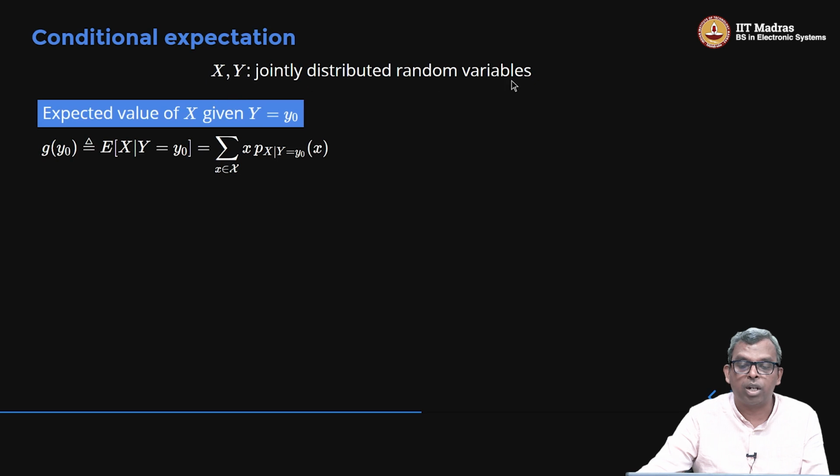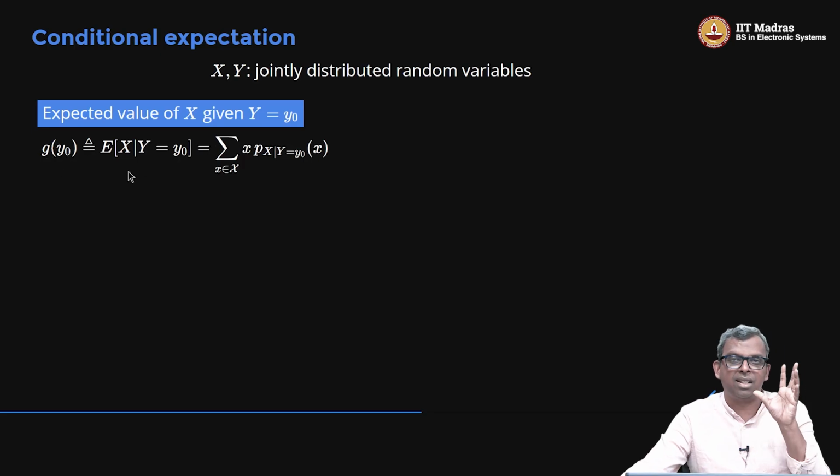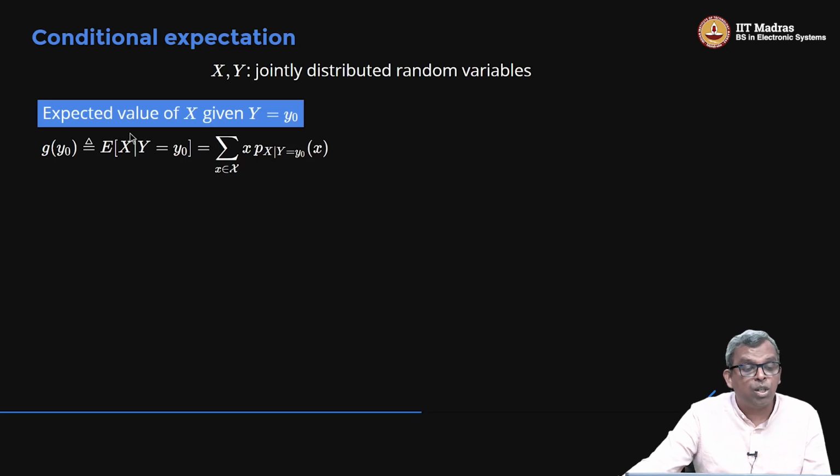So you have X and Y being jointly distributed random variables. We know how to compute the expected value of X given Y equals y naught. You simply sum over all these things and compute. I'm going to call this a function g of y naught. Notice the subtle change in what I'm doing. This expected value of X given Y equals y naught is actually a function of y naught, no? Think about it. If y naught changes, this value changes. So that function I'm going to call g of y naught, okay?